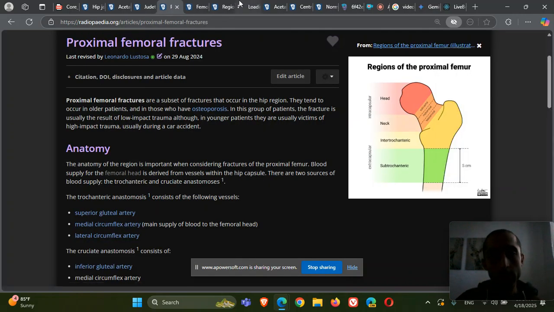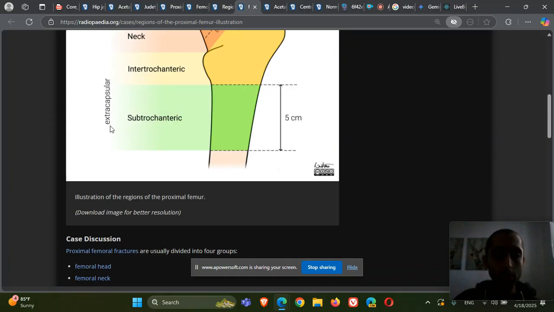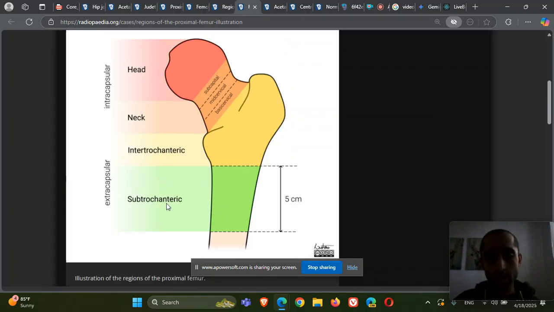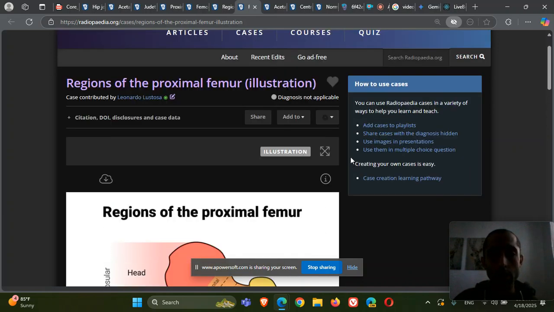And here you will see the separation into head and neck, where it's intracapsular. The basicervical region is usually considered extracapsular, as are the intertrochanteric and subtrochanteric areas. From the lesser trochanter, take 5 centimeters, and this is the subtrochanteric area. Here, Radiopaedia includes the basicervical region in the neck, maybe as intracapsular, but as I know, the basicervical region is considered extracapsular.